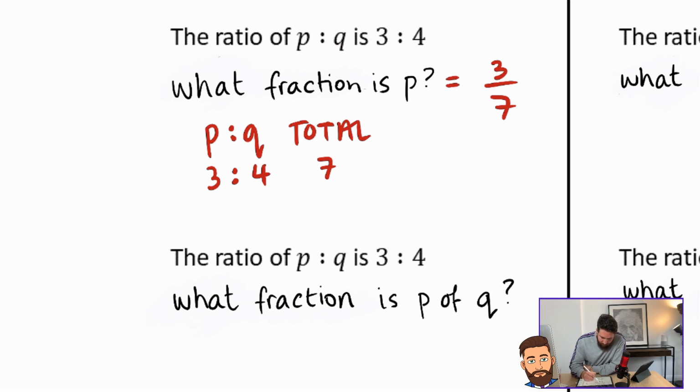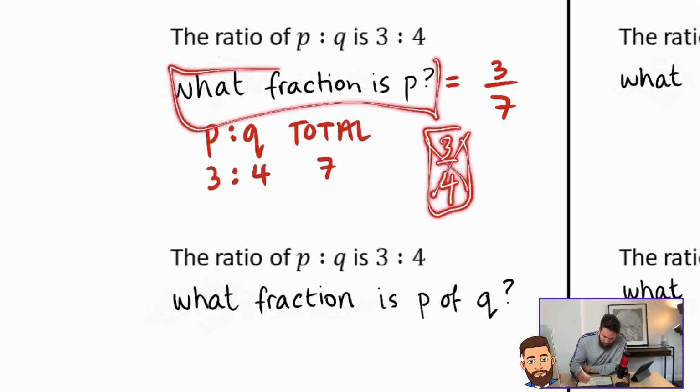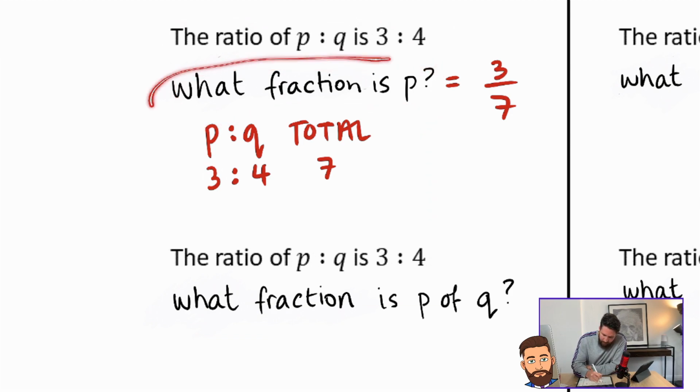A lot of students here for this question would write 3/4, which is wrong because it's not talking about p to q, it's talking about what fraction is p of the whole.